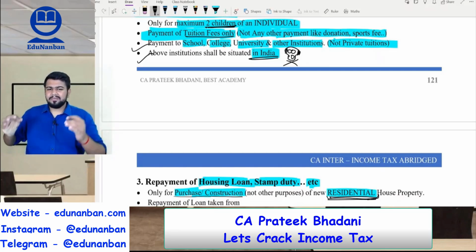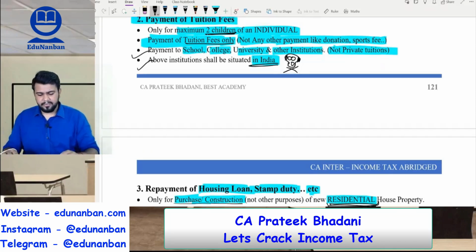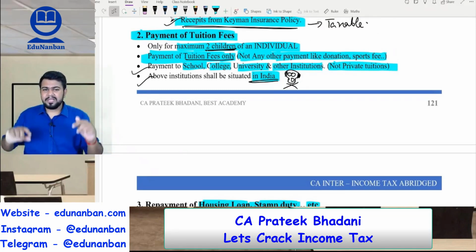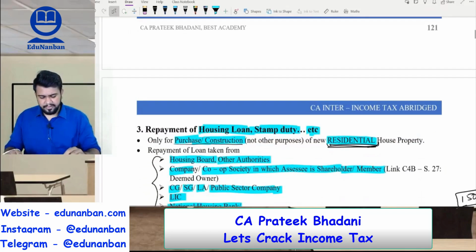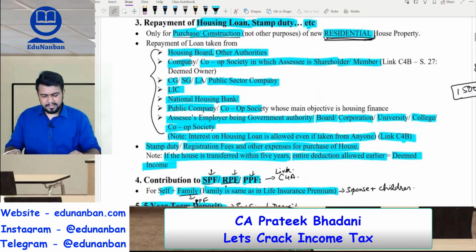So if I send my children abroad to study, then the tuition fees paid abroad will not be allowed as deduction. Okay. And remember, tuition fees is allowed only for children. Even if the assessee pays tuition fee for himself, it will not be allowed as deduction. Fine. Now let's come to repayment of housing loan, stamp duty, etc.